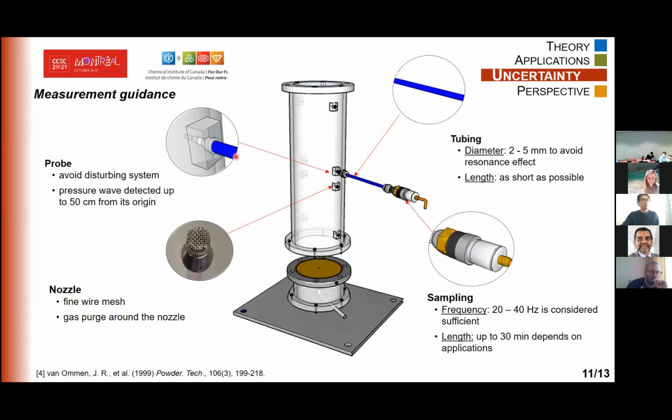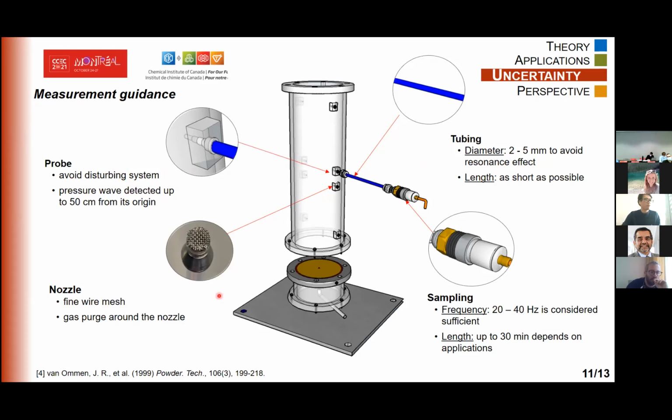You probably need to be careful with the probe, where to put your probe, which has to avoid or mitigate disturbing your system hydrodynamics. And also, if you use a tube, this tube has to be small enough to avoid resonance effects, also big enough to avoid damping. And also, the distance has to be as short as possible.